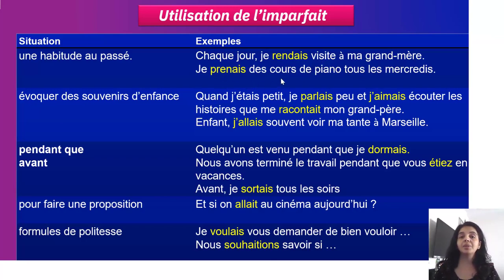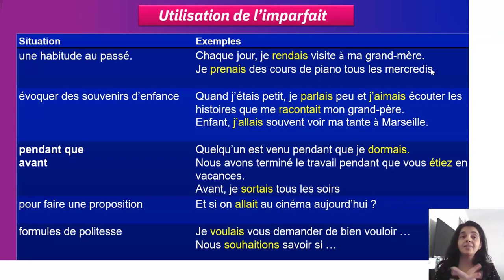Je prenais des cours de piano tous les mardis. I used to take piano classes every Wednesday. Donc, c'est quoi la première utilisation d'imparfait? D'une habitude au passé. Quand on évoque une habitude au passé, on utilise l'imparfait, a past habit.